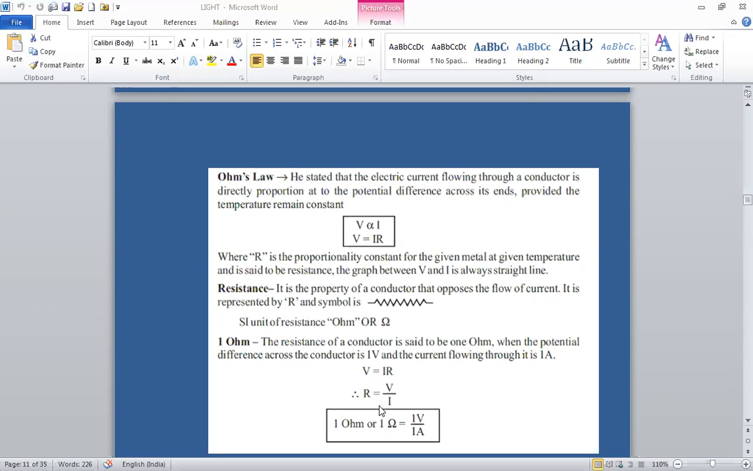1 ohm is the resistance offered by the conductor when 1 ampere of current is flowing through it due to the potential difference of 1 volt between the two ends of the conductor. And if we plot a VI graph, it will always come as a straight line.